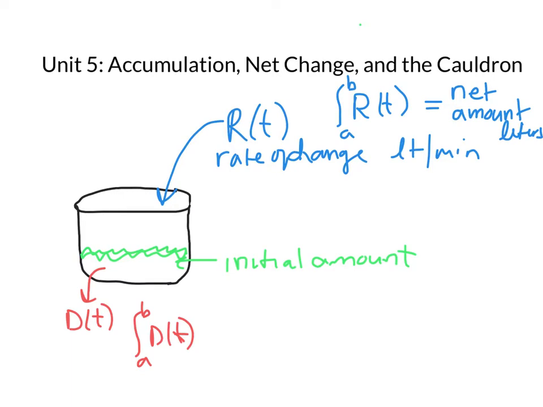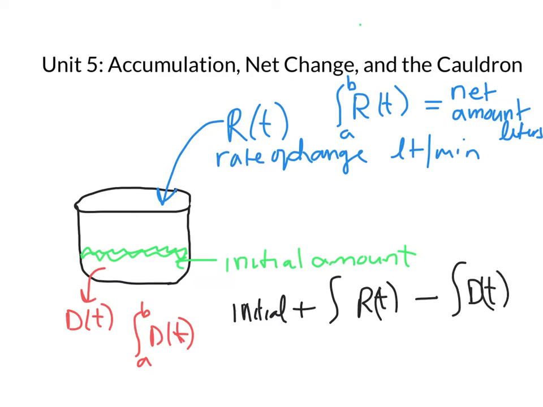So what does this look like notationally? Well, if I want to know how much is in the cauldron, I've got to start with how much is in the cauldron. So that's usually the function at t equals 0. I'm just going to say initial amount, and then I'm going to add the net amount that goes in in the same amount of time, and I'm going to take out the stuff that dripped out. And then at the end of all of that, that should give me what's left in the cauldron.